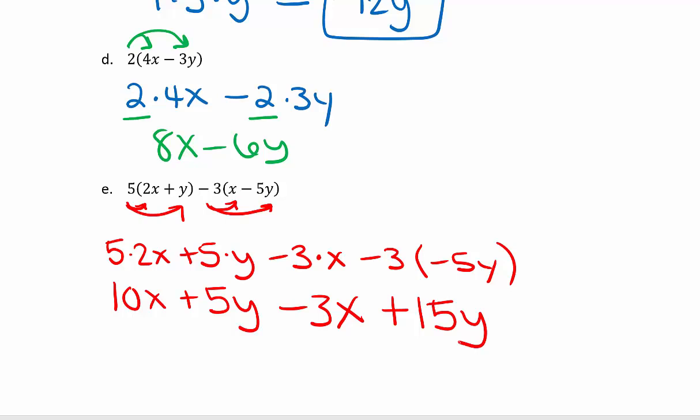Now in this problem, I actually can go further because the 10x and the minus 3x are like terms, as well as the 5y and the 15y. So to finish, I combine my like terms. 10 minus 3 is 7, so I get a 7x, and 15 plus 5 is 20, plus 20y.